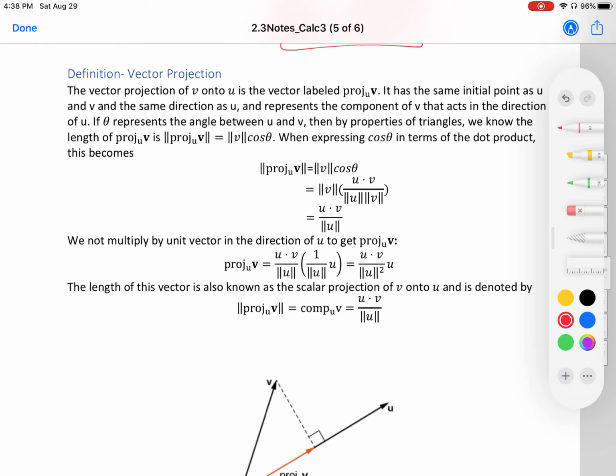If theta represents the angle between U and V, then by properties of triangles, we know the magnitude of the projection is equal to the magnitude of V times cosine theta. When expressing cosine theta in terms of the dot product, it becomes, so here we kind of break down and develop this formula.